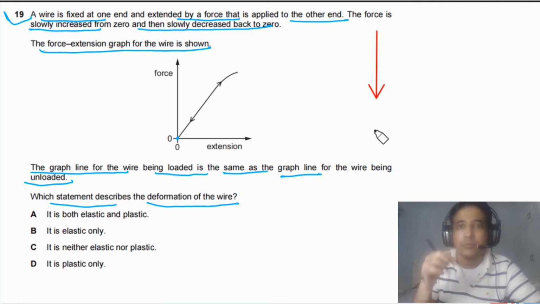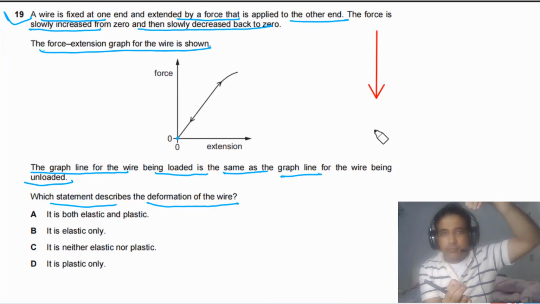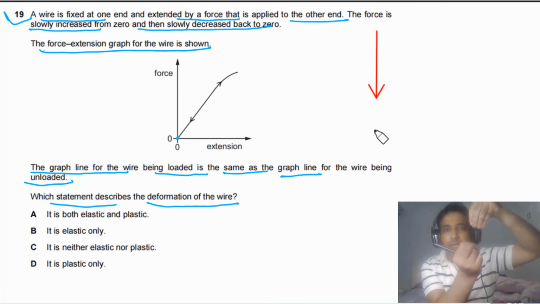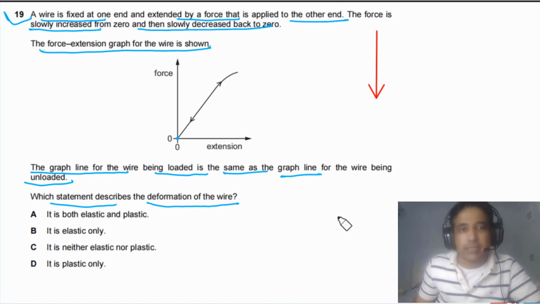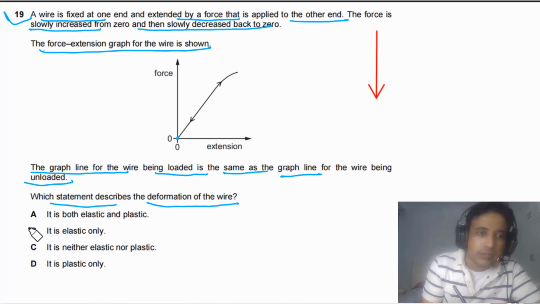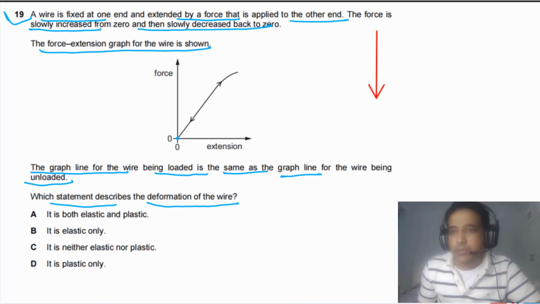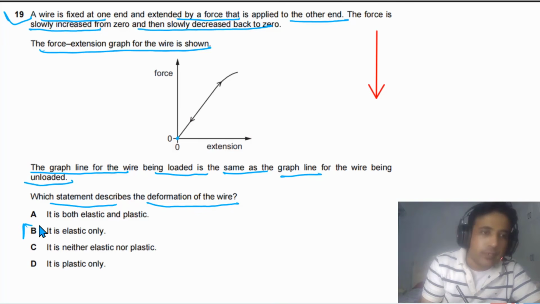So simply you can imagine you extend the wire, and then when you remove the force, slowly the wire comes back to the same shape and size. So that kind of deformation is elastic. So it simply means this is elastic deformation. So the answer for this question has to be B.